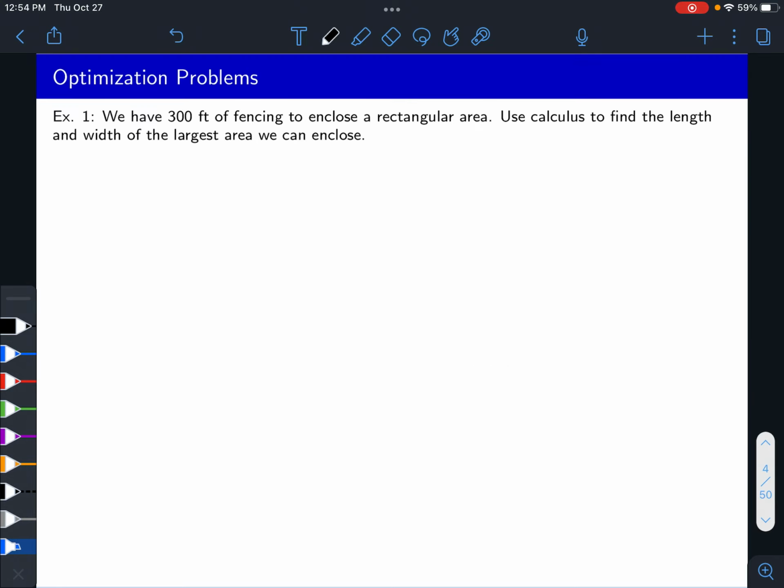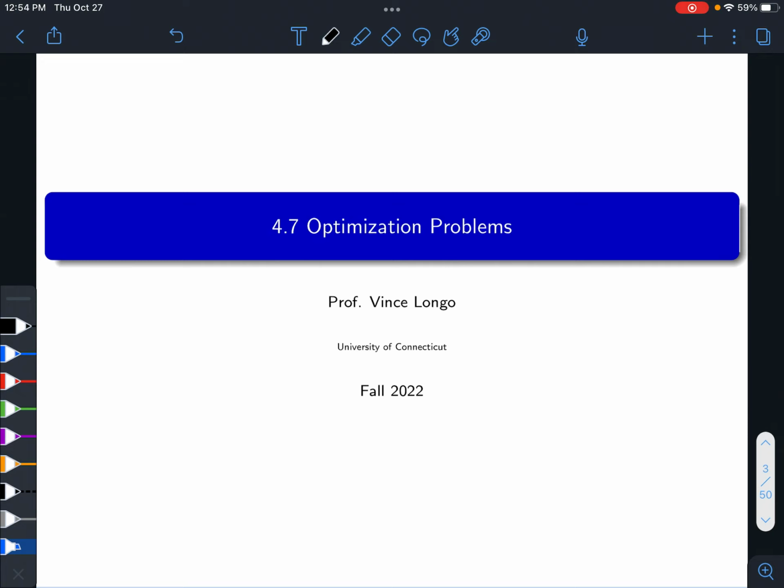All right. So 4.7 is on optimization. The whole point of a lot of what we've been doing in this chapter is that we can find maxima and minima for our functions given certain things. And so maximizing or minimizing things is a very common thing that actually happens in the real world, where we want to maximize our profit or minimize the amount of material we're using given some constraints on what material we're allowed to use, or it has to be in the form of a box or something like that.